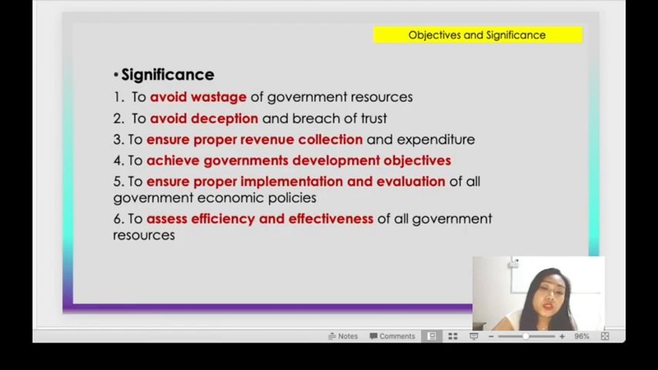Same goes for the significance of PFA. These are all very straightforward. The first one is to avoid wastage of government resources. Second one is to avoid deception and breach of trust. Next one is to ensure proper revenue collection and expenditure. The fourth one is to achieve government's development objectives. The fifth one is to ensure proper implementation and evaluation of all government and economic policies. And the last one is to assess efficiency and effectiveness of all government resources. So these are all very straightforward. You can actually think of it without reading.